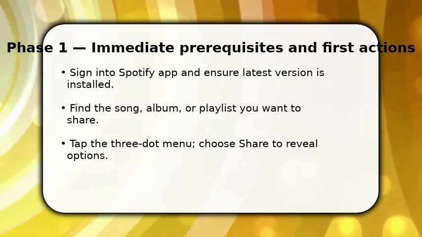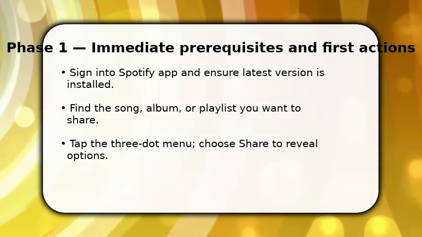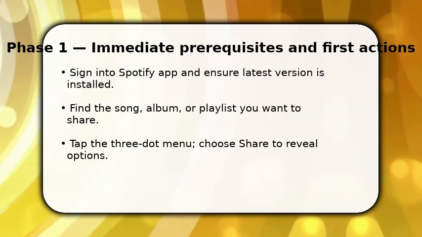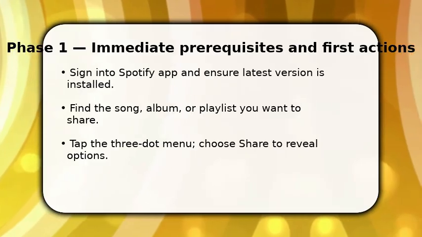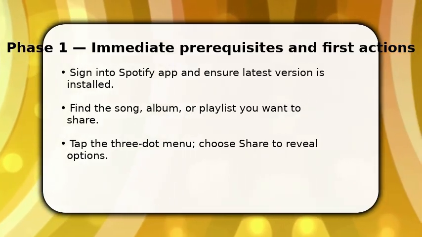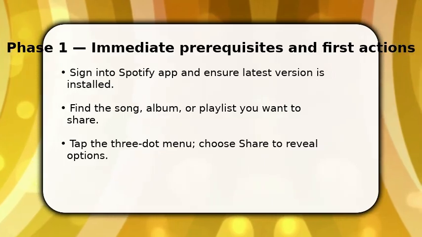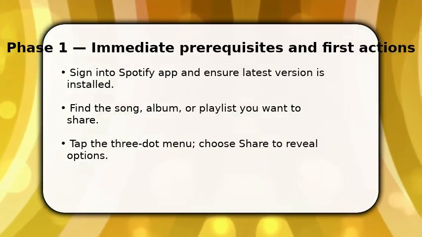Tap the three-dot menu on the item, then choose Share to see methods like copy link, Spotify code, or social apps. Do this now so you can pick the best delivery method for your recipient's device and account type. It makes the rest of the process reliable and fast.